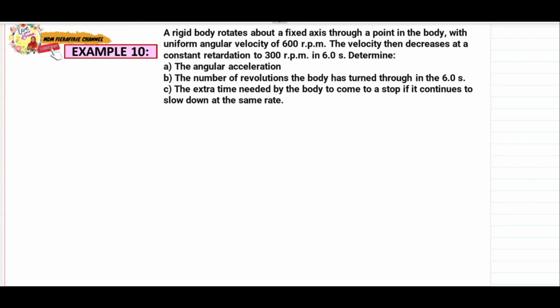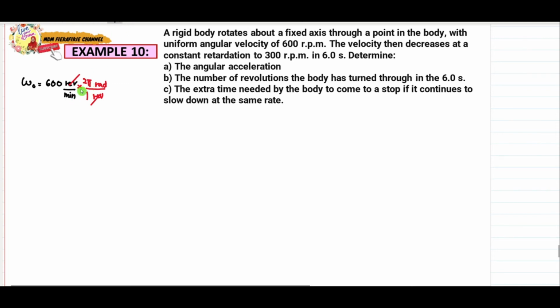So, let's read the question first. A rigid body rotates about a fixed axis through a point in the body with uniform angular velocity of 600 revolution per minute. Okay, so given that omega naught is equal to 600 revolution per minute. Okay, revolution per minute ni bahayanya. Kenapa? Kalau awak tak tukar kepada radian per second. So, partner dia duduk atas, tukarkan kepada radian. So, cancel revolution. 1 revolution 2 pi radian.